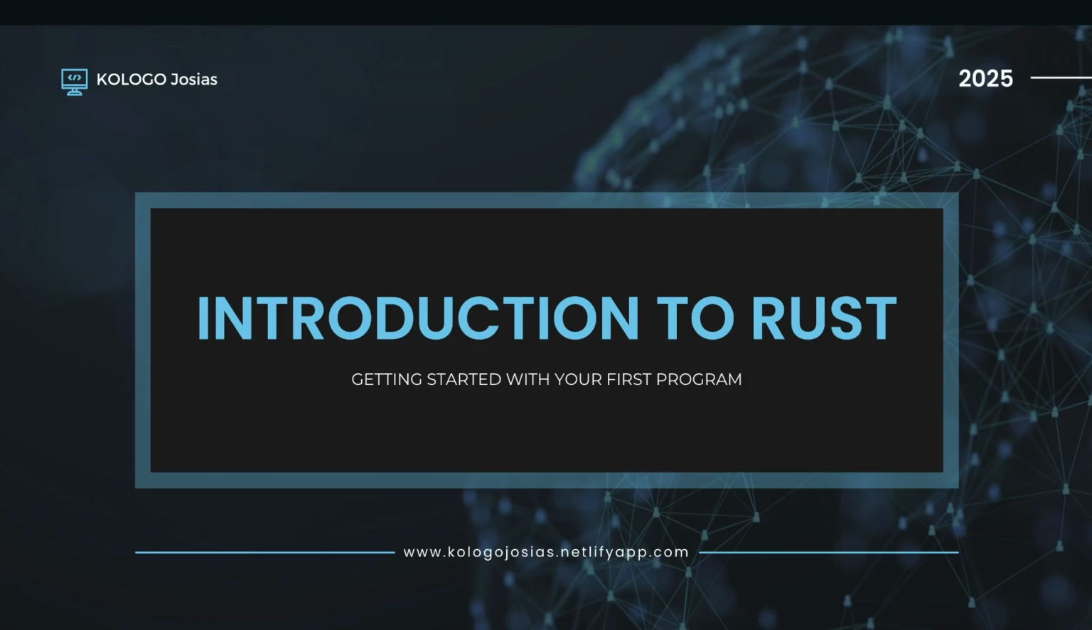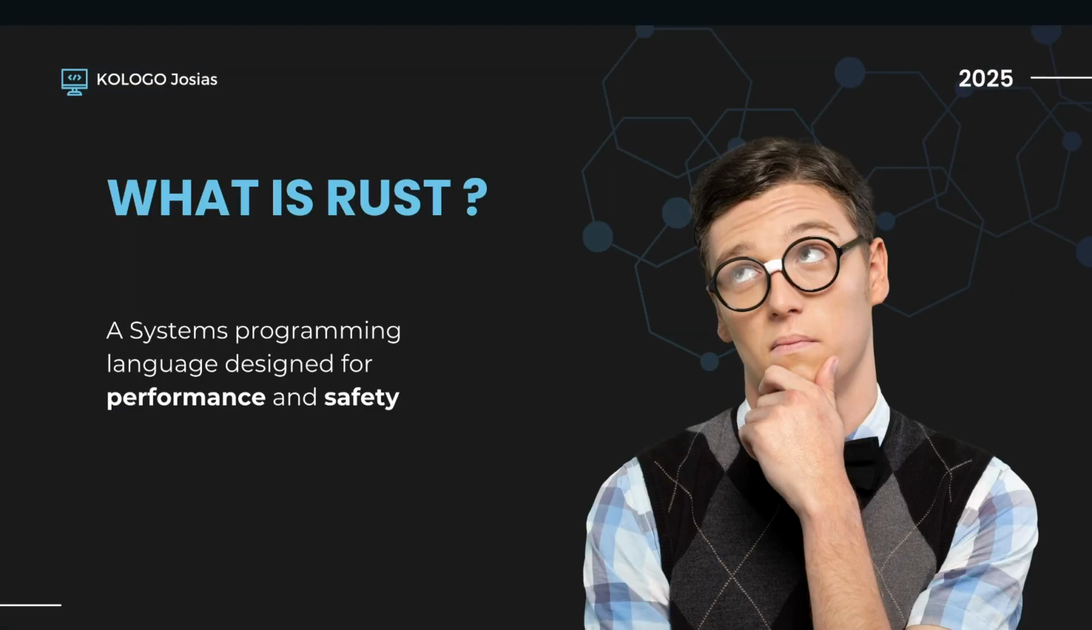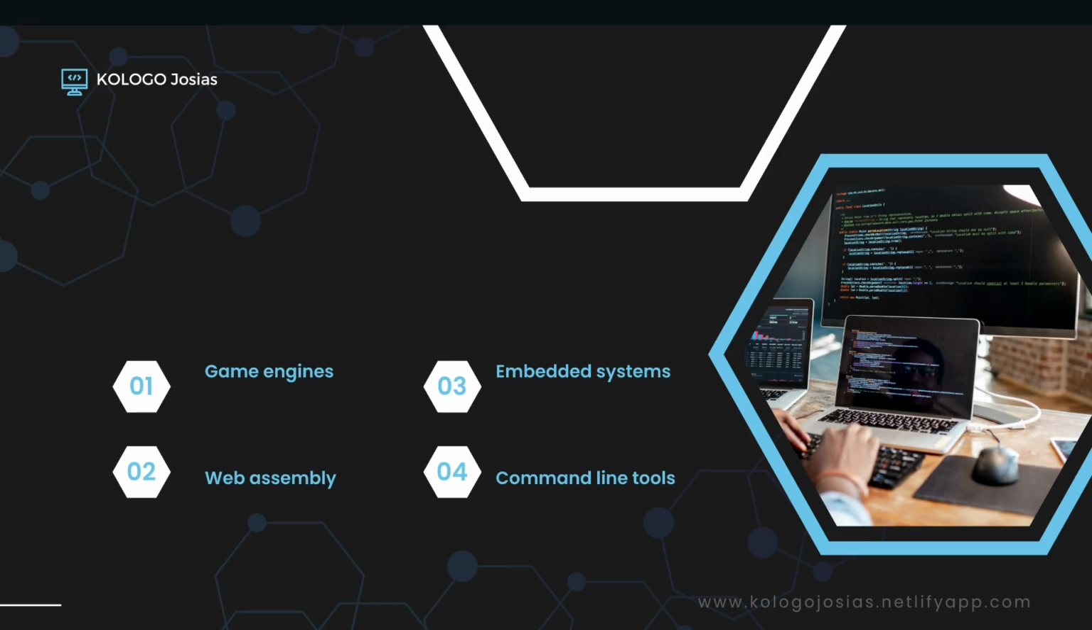So what is Rust? Rust is a systems programming language designed for performance and safety, and especially for handling memory. It's open source and backed by Mozilla, making it a great choice for applications like game engines, WebAssembly, even embedded systems, and also command line tools. But this is not an exhaustive list. There are other applications where you can apply Rust.